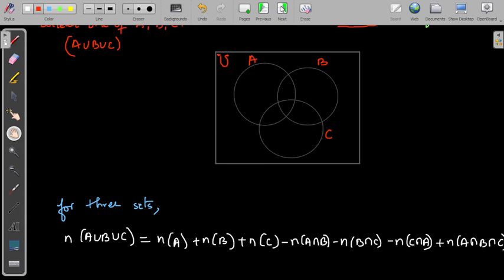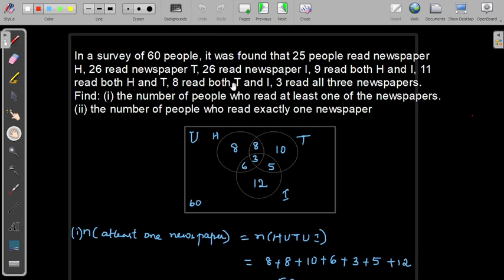Let us go through a few problems to understand the application of the formula or Venn diagram in a better way. So consider this problem. In a survey of 60 people, it was found that, say, for three sets, it's better to use a Venn diagram method than using the formula.